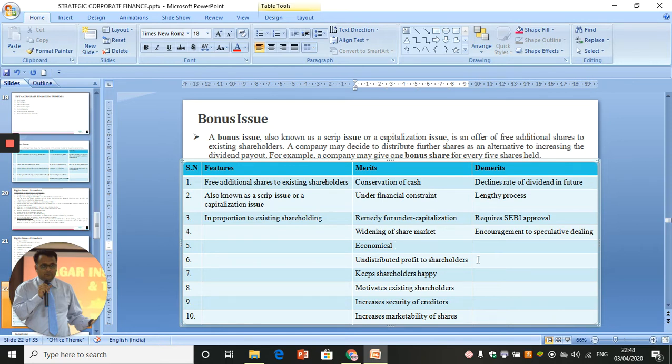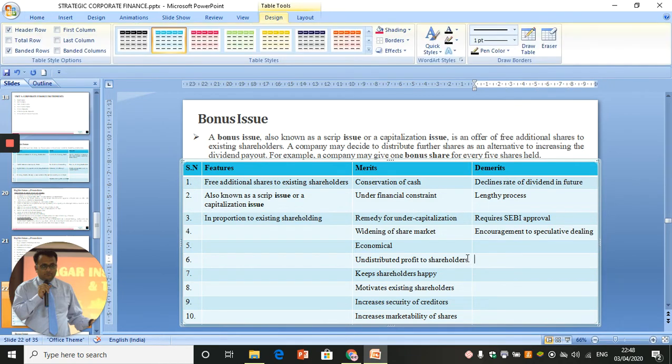So it is economical. Undistributed profit to the shareholders: shareholders are also happy that they are getting something out of the investments they have made, and it keeps shareholders happy. Motivates existing shareholders. Increases security of creditors.